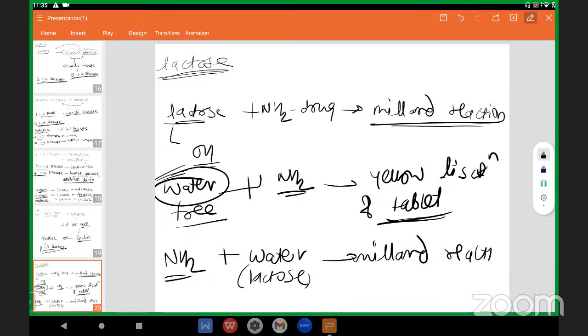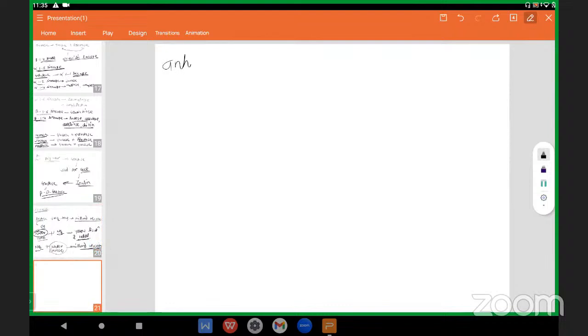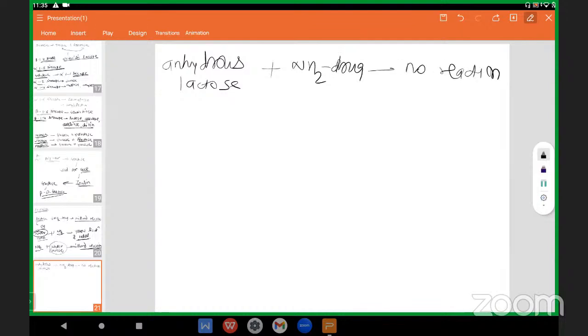So how will you overcome this? Suppose you have no option, you have to use lactose and your drug is also amine containing. What will you do? Anhydrous lactose. Exactly. Remove the water from the lactose. Lactose without water, what will we call it? We'll call it anhydrous lactose. So whenever you use anhydrous lactose with an API having the NH2 group, there will be no Maillard reaction. Are you getting my point? Clear?